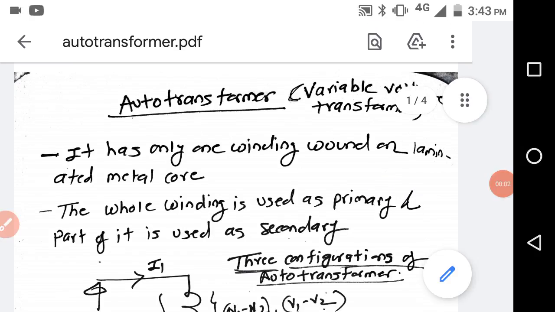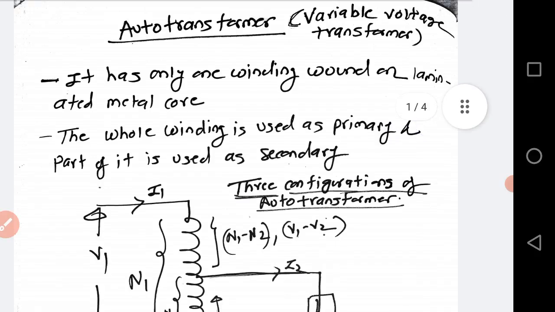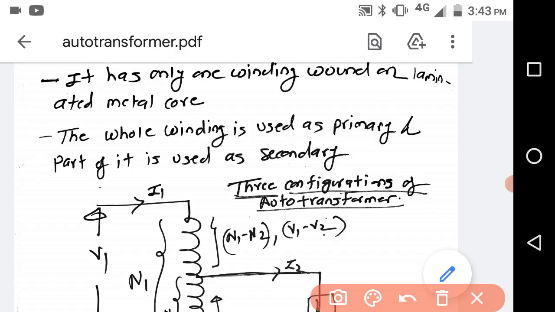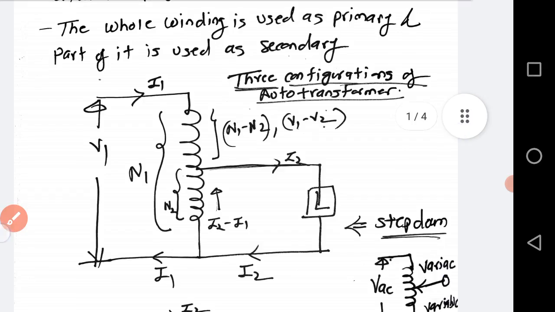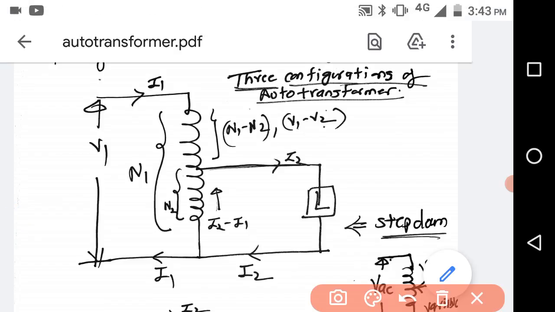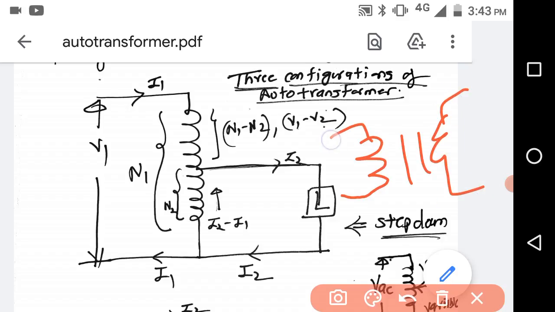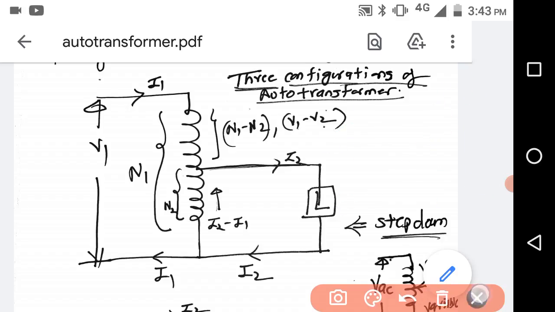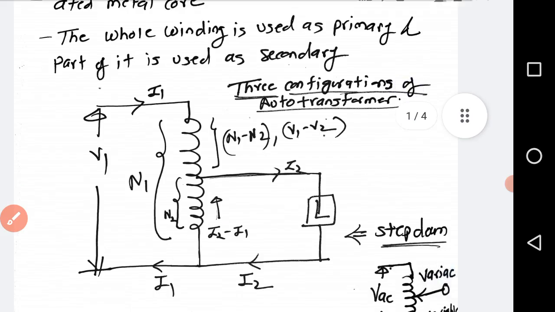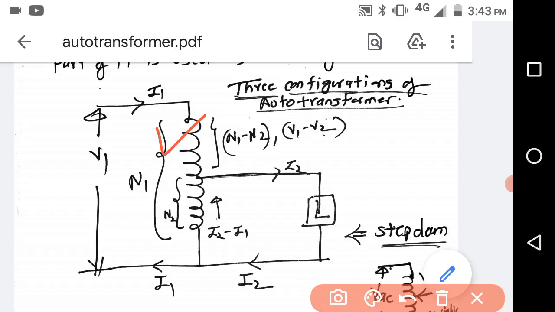In this video we will see about auto transformer. So in auto transformer there is a single winding instead of two, as in the case of a two winding transformer or ordinary transformer. In an ordinary transformer there are separate windings for primary and secondary, like this. But in an auto transformer there is a single winding which is used as primary, as well as some portion of it is used as secondary.